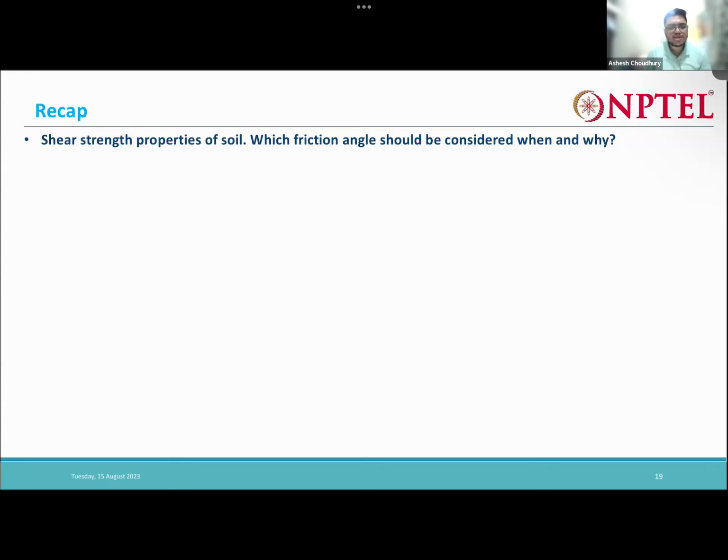So which friction angle of the soil should be considered and why? Generally what we do, generally the soils are granular, right? So what we can do, you can use direct shear strength values. We can do a direct shear test. We can get the values of phi. Now, which phi to actually use and why?